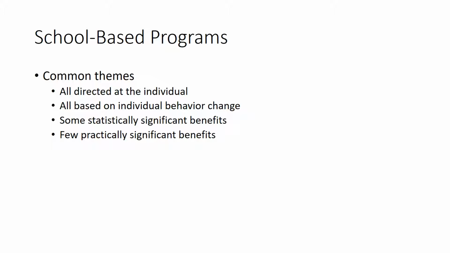In general, what these programs come back with is that there are statistically significant benefits. The intervention groups do tend to use substances, whatever you're measuring, however you're measuring it, at a lower rate than the control groups. But practically speaking, there are very few benefits. You may have a quarter of a drink less in the intervention group, or a few people in the intervention group don't use marijuana quite as often as in the control group. But practically speaking, there really aren't many significant benefits.